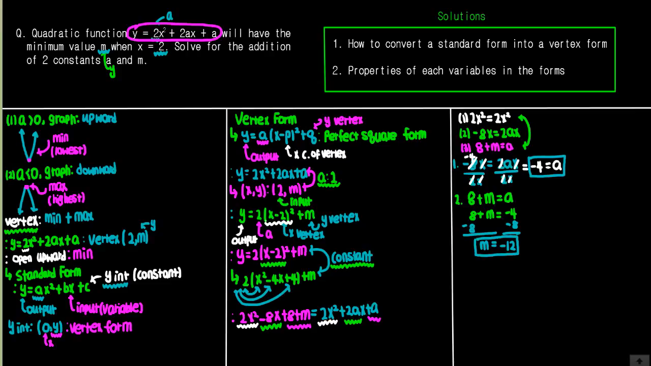But then this is not our answer. The thing that we want to find is the sum of the constants a and m. So we can write a plus m is the same thing as a value of negative 4 plus m value of negative 12. Negative plus negative will turn into negative. This is going to give us negative 16. So negative 16 is going to be our answer for this question, and we can write it down here.